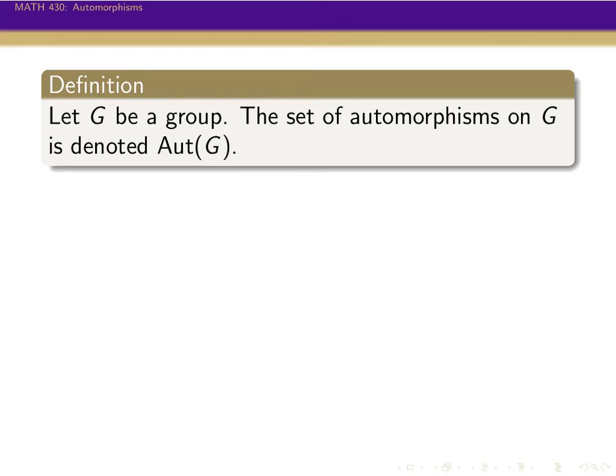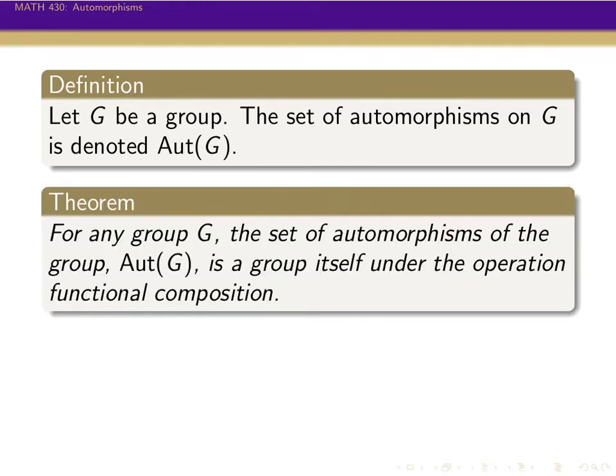Okay, so for any group G, the set of automorphisms on G is denoted Aut(G), short for automorphisms of G. And it turns out that this set of automorphisms of G is a group itself under the operation of functional composition. So the identity of this group is just the map that sends every element to itself. So it's the identity map. And so its name makes sense. We're not going to prove this. This will be a problem coming up ahead.